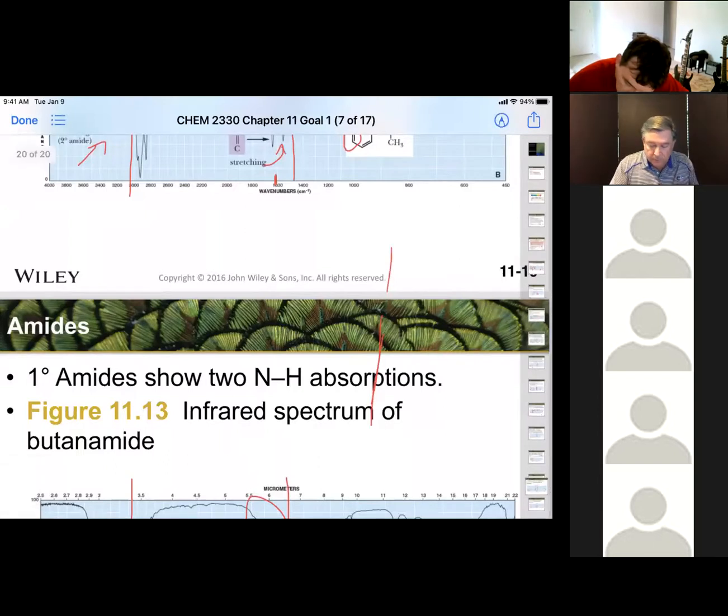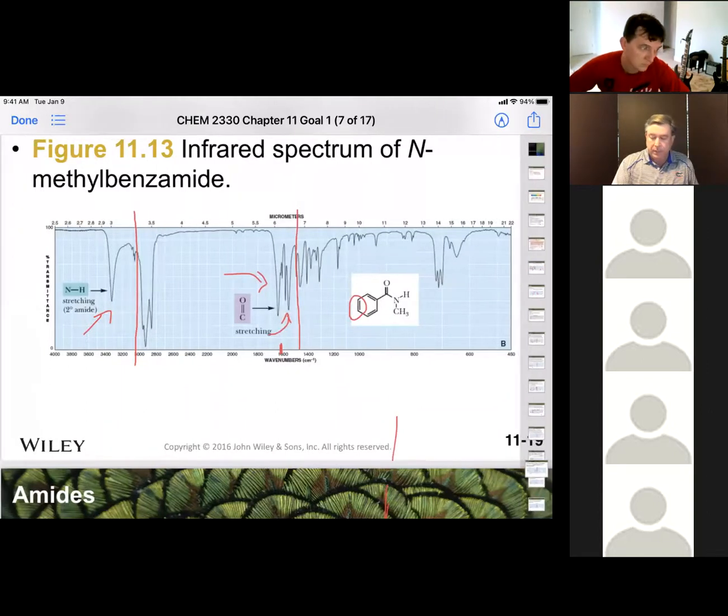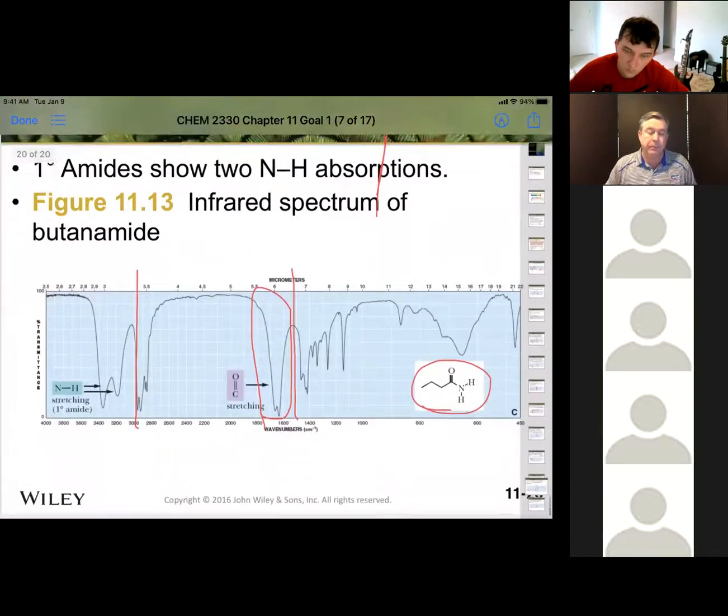Something I wanted to look for up here is there's a little teeny bit of peak above the 3000 mark that would account for the hydrogens on the benzene ring. Those didn't show very well.